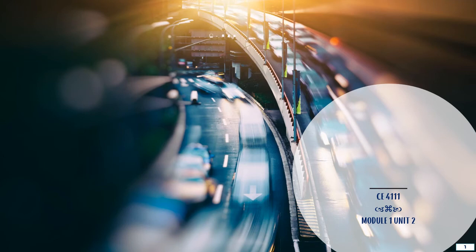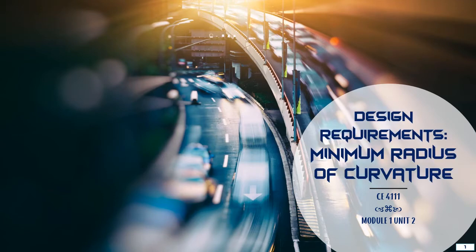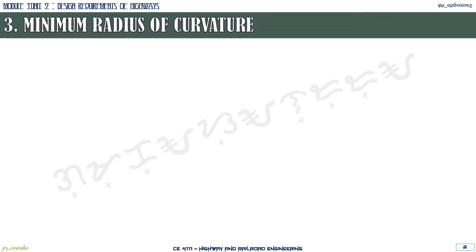Good day to everyone. Today we are going to discuss part 2 of Module 1, Unit 2 of the subject CE 4111. So in this module, we'll be discussing the design requirements of a highway pertaining to minimum radius of curvature. The third element that we consider in the design of highways is the minimum radius of curvature.